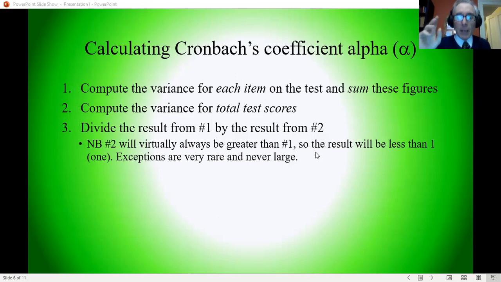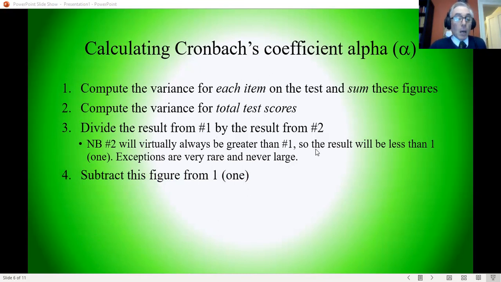Again, I'll circle back to that. So the result at step 3 should be less than 1. There are occasional exceptions. They're very rare. They're never big. So if you get some number that's in the negative range, go back and check. You may have flipped the 2 variables there. Then we're going to subtract that from 1.